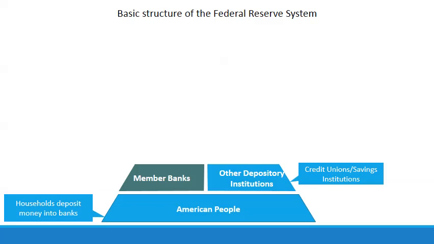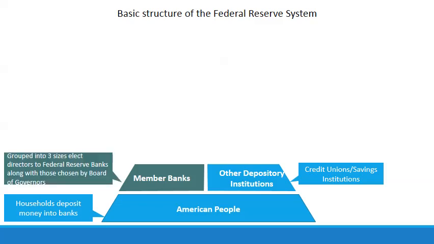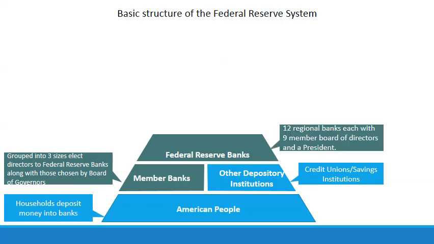The member banks of the Federal Reserve are grouped into three sizes that elect directors to Federal Reserve banks, along with those chosen by the Board of Governors. So you have these Federal Reserve banks, and they're located regionally across different parts of the United States; we'll look at a map. The easiest way to think of Federal Reserve banks is they're simply the banks of the banks. So if a bank needs to borrow money, it does so from a Federal Reserve bank. So there's 12 regional banks, each with a 9-member board of directors and a president of that board.